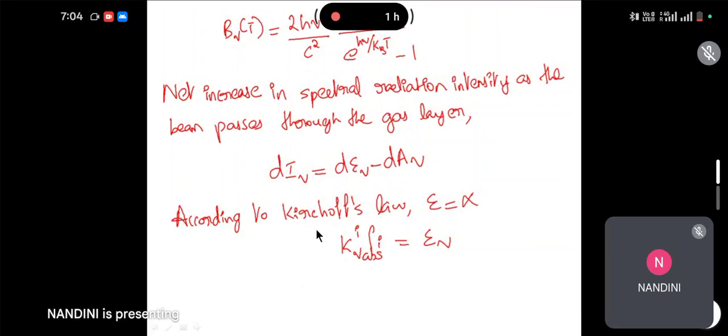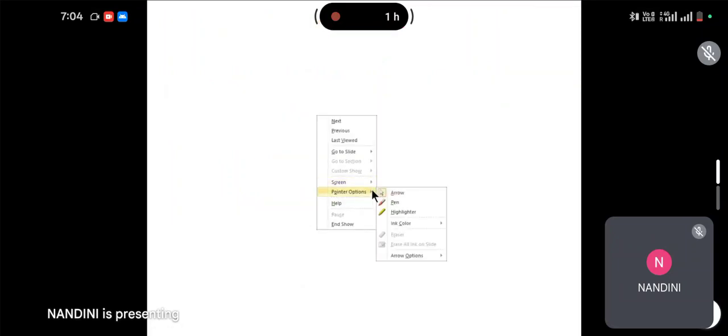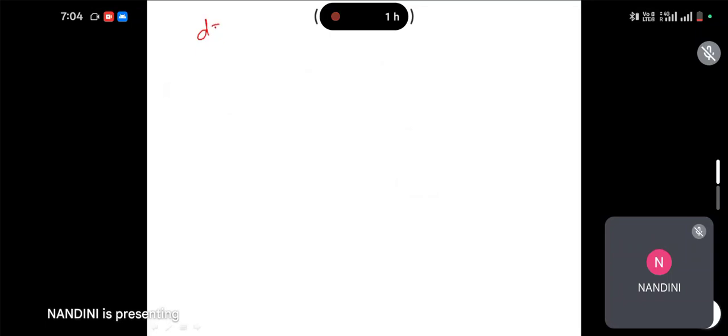So we can write the increase in the spectral intensity dI nu as K nu absorption rho I into the emission B nu of T minus I nu of z, into ds. B nu is a function of temperature, and ds is the length that the radiation travels.